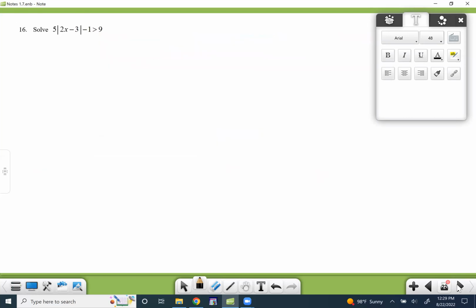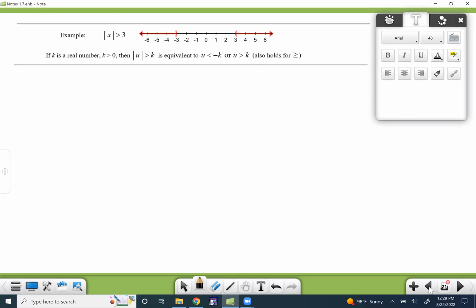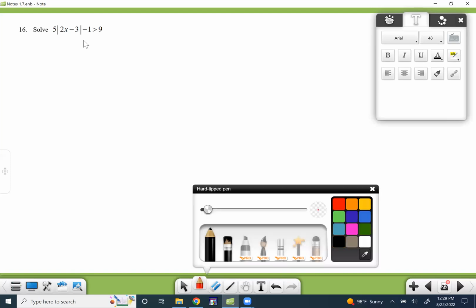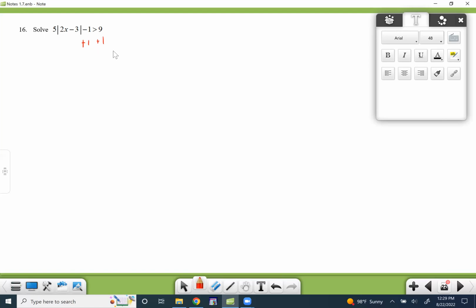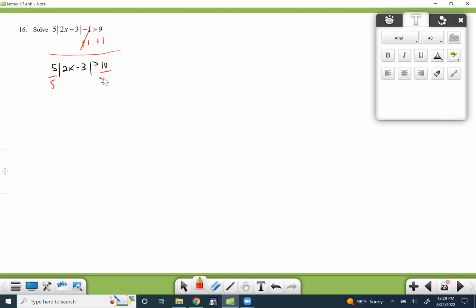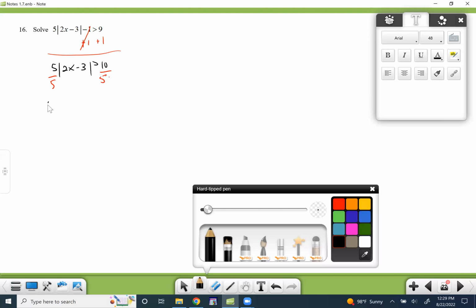All righty. Oops, sorry, guys. I skipped one. Okay. All right, we talked about this. So remember, isolate it first. So we're going to have to add the 1 first to both sides. Don't do your 2 cases yet, right? And we still have to divide by 5. Now we have isolated the absolute value.